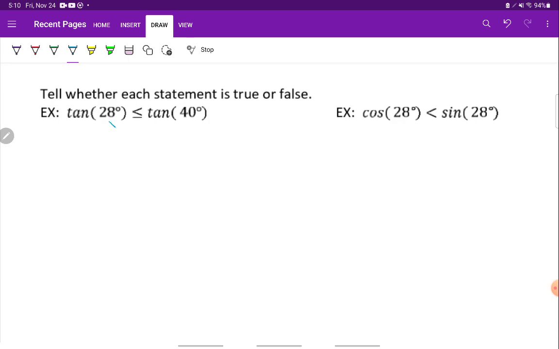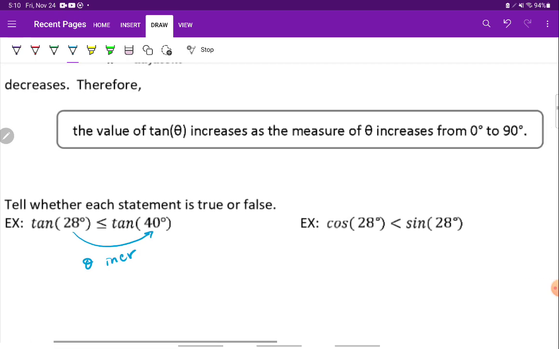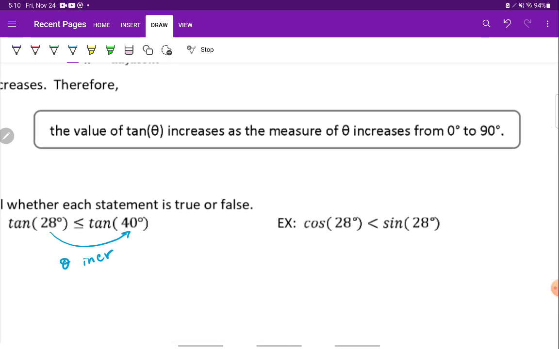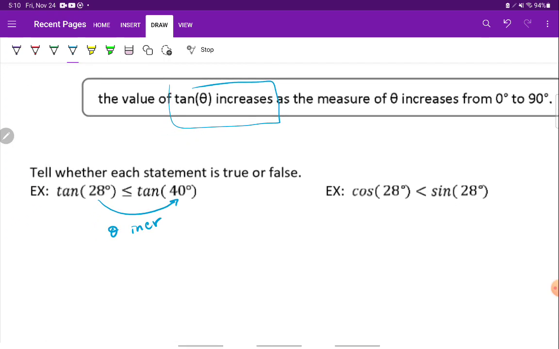Notice that our angle got larger. So this is theta increasing. And for tangent, it says that the value of tangent increases as the measure of theta increases from 0 to 90 degrees. So tangent of a bigger number should be larger. So this is a true statement.